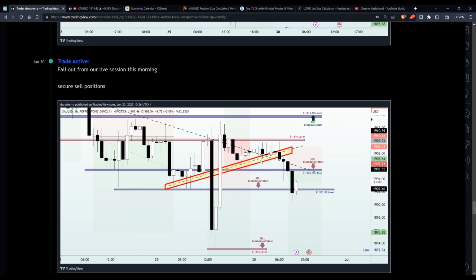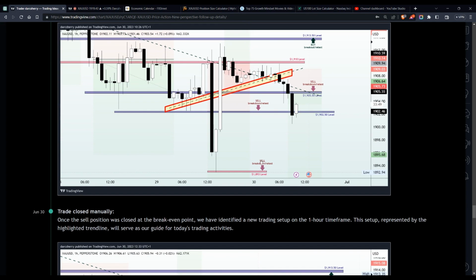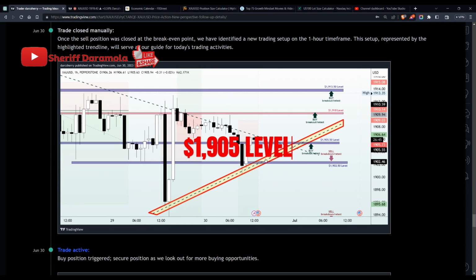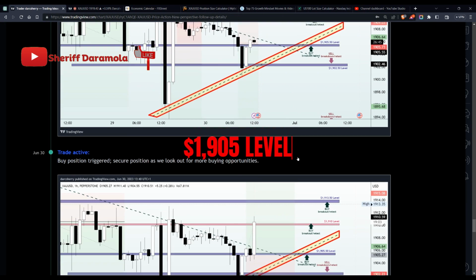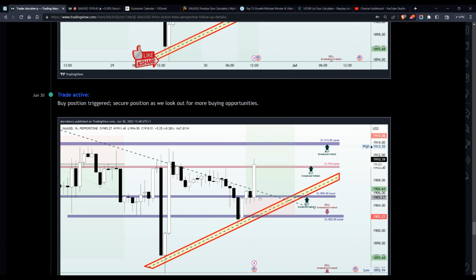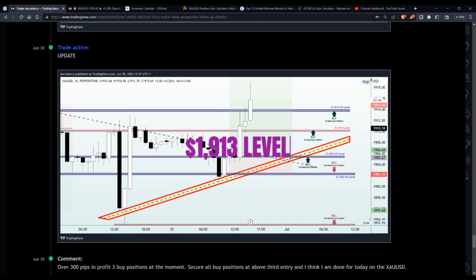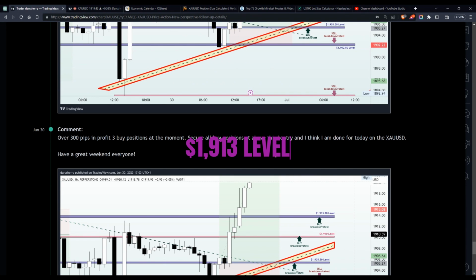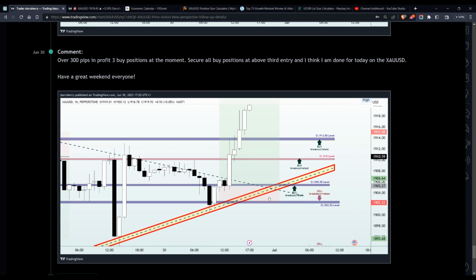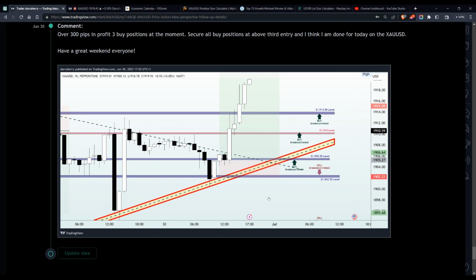On Friday's trading session, we were able to position ourselves just right above the 1905 level to take advantage of a bullish move. In fact, we were able to maximize that bullish opportunity by adding more positions to our existing trade, with a breakout retest of key structures like the 1910 and the 1913.50 level to give us over 300 pips on that single buy move. So it was quite a very profitable week for us on the XAUUSD.